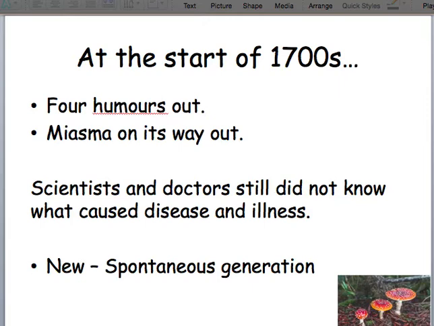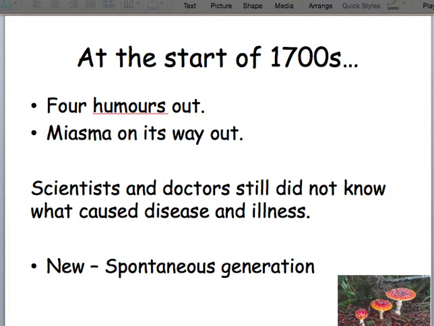So the four humours, as we know, very dominant during the medieval period, started to fizzle out during the Renaissance period and was pretty much out during the start of the 1700s. Miasma was still in existence. Some people still believed in miasma, though it was becoming a lot less popular than it had been in the Renaissance and in the medieval period.